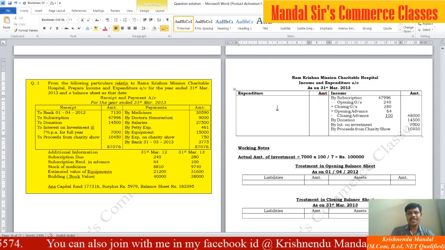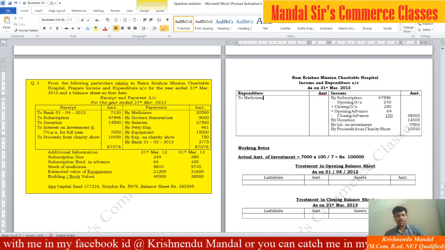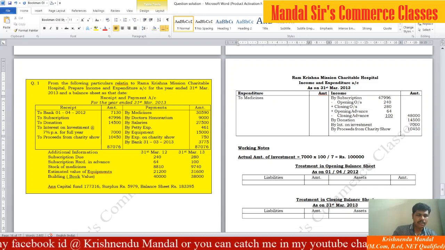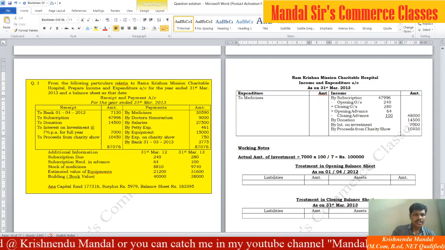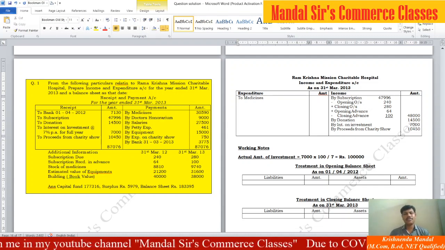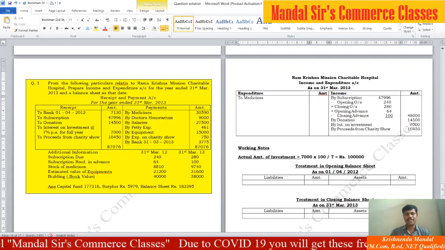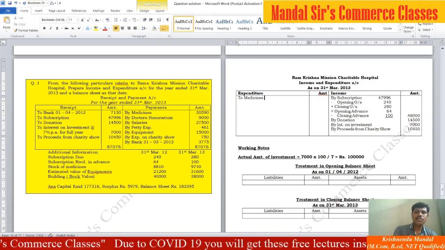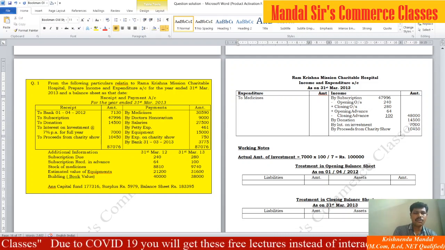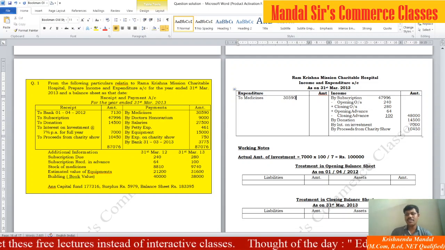First item, medicines. So, to medicines. Before writing medicine, let's take a look below the question, where the additional information is given. In the additional information, the stock of medicine, that is the opening and closing stock of the medicines, is given, and if any item has opening and closing balance in the adjustment, we will have to treat that item as a consumable store. So first of all, write the amount of medicine purchased during the year, that is 30,590. This is the amount of medicine purchased during the current year.